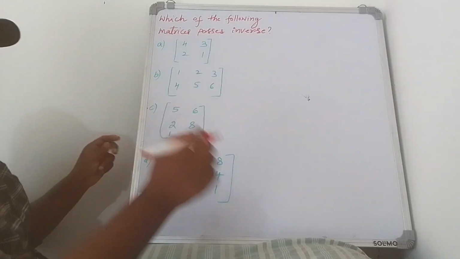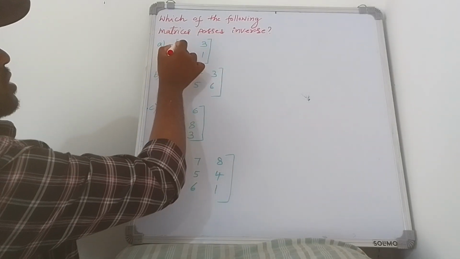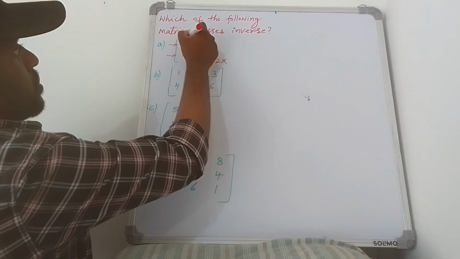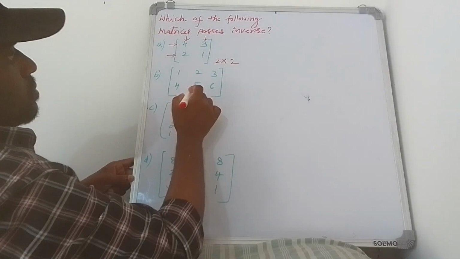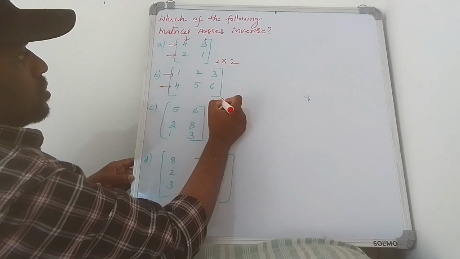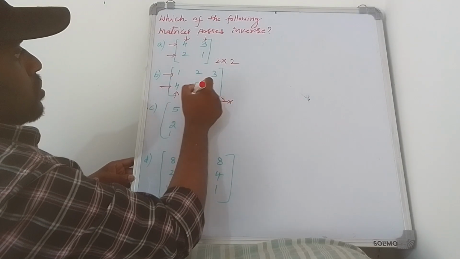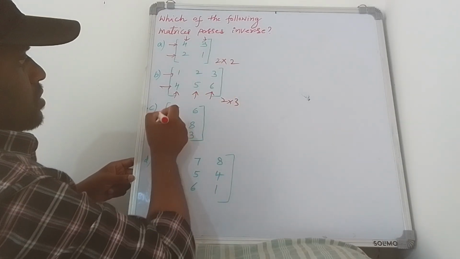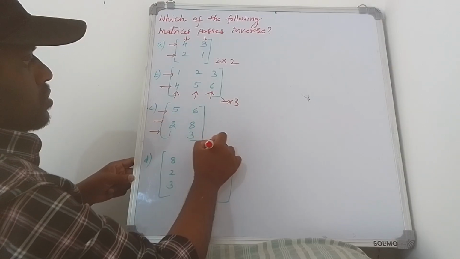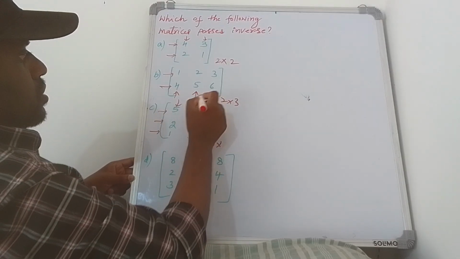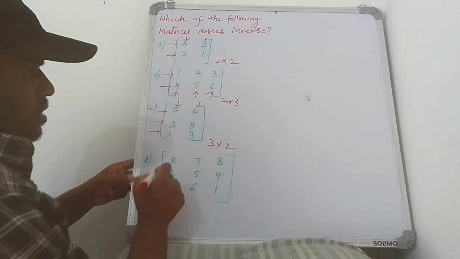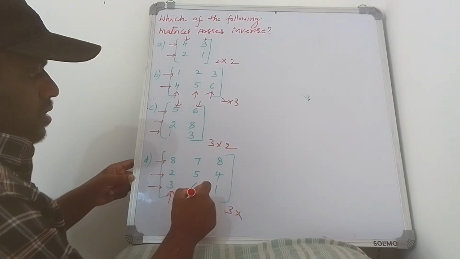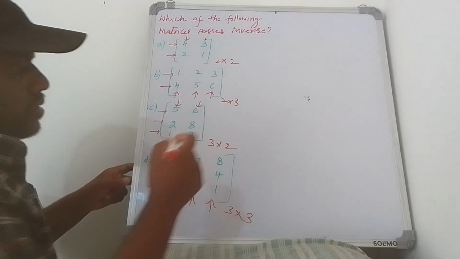First we'll find the order. See, order: two rows, two columns. Come to this: two rows, three columns. One, two, three. Next, three rows into two columns. Next here, three rows, one, two. Next, three columns. Okay.